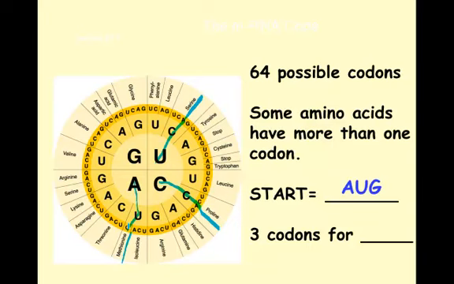Notice we have 3 codons on our wheel also now that are what we call stop codons. They tell us we're at the end of the message. And so we have 3, UAA, UAG, and UGA. Those are the stop codons.